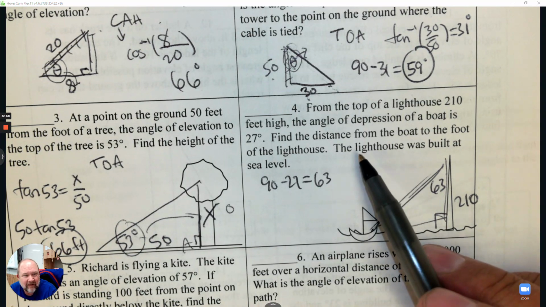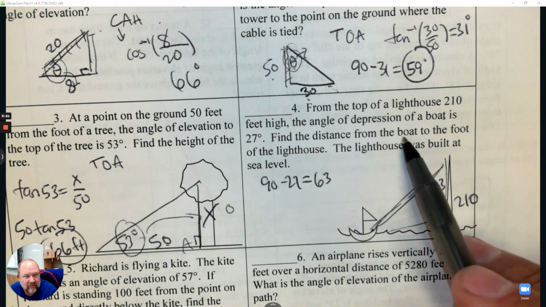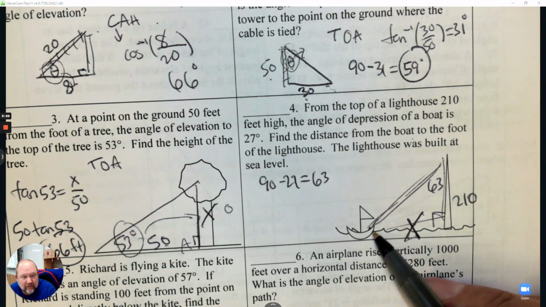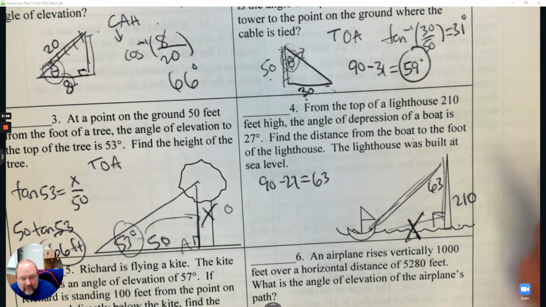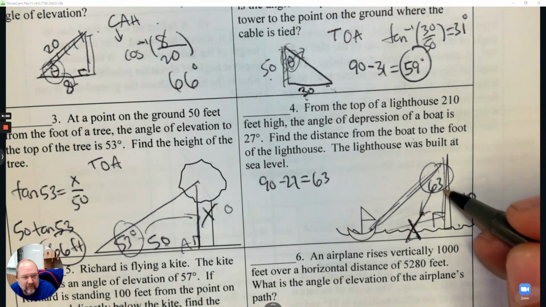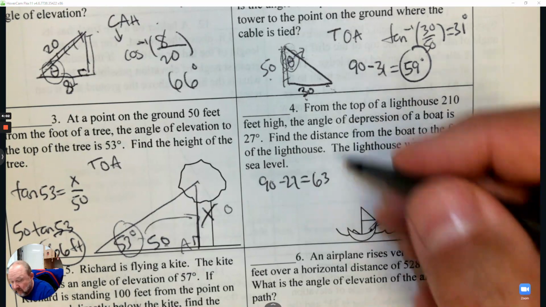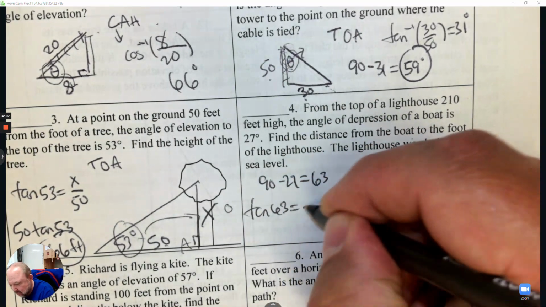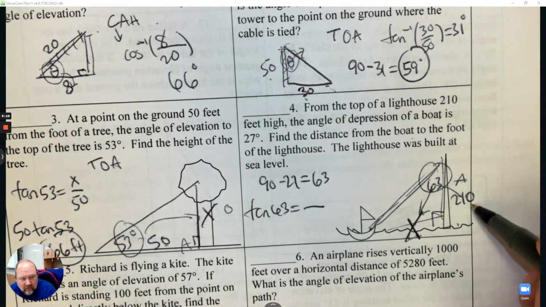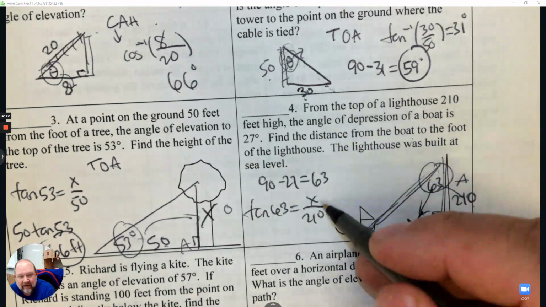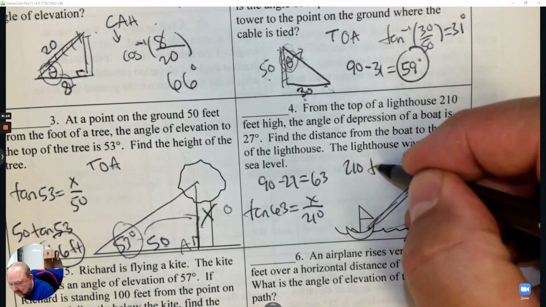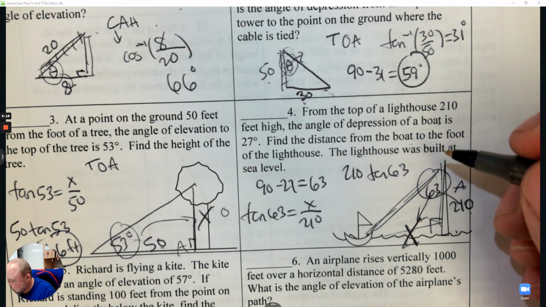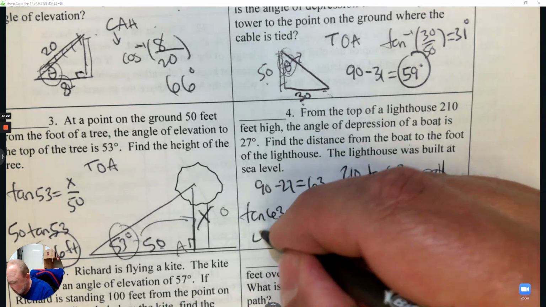And then it says to find the distance from the boat to the foot of the lighthouse. So this here at the bottom. Find that distance, the boat to the bottom of the lighthouse. So circle the angle. That's opposite and adjacent. So opposite and adjacent, again, is tangent. So we write down tangent of 63, and it's x over 210. Because x is in the top, we multiply. So it's 210 times tangent 63. So I get 412 feet.